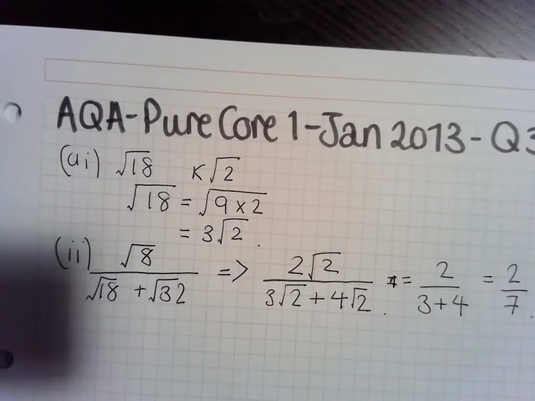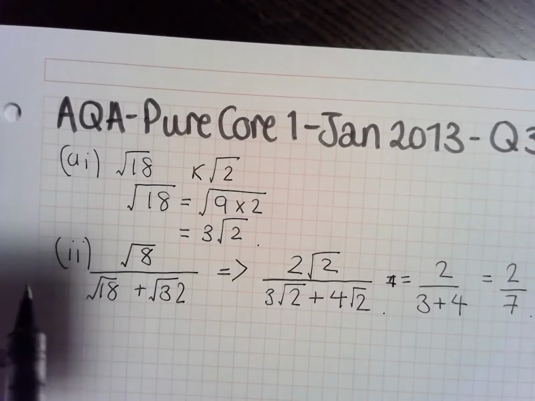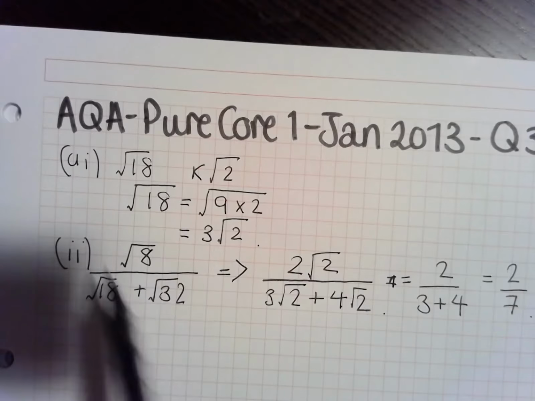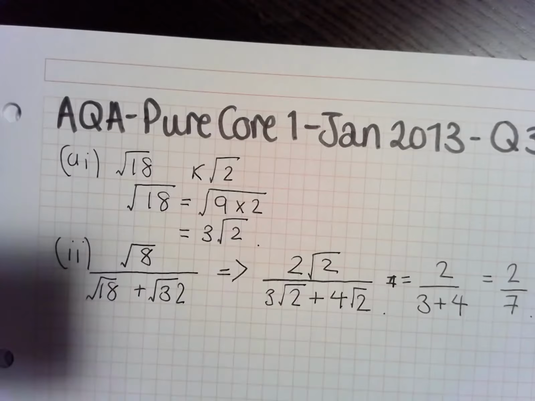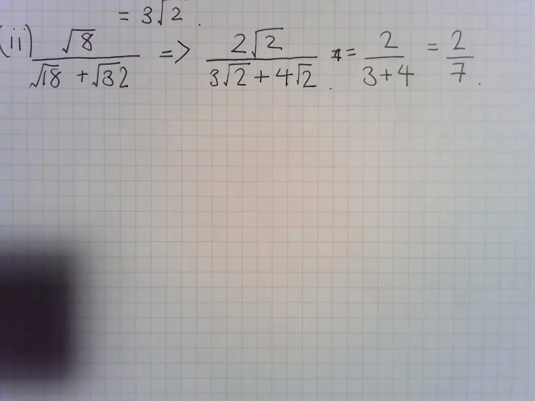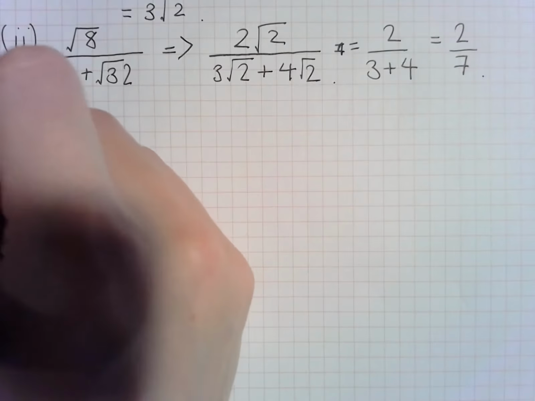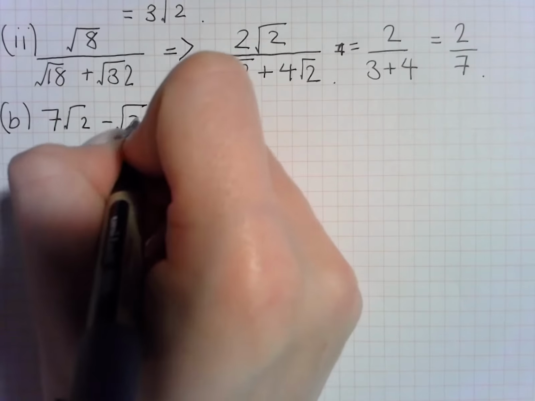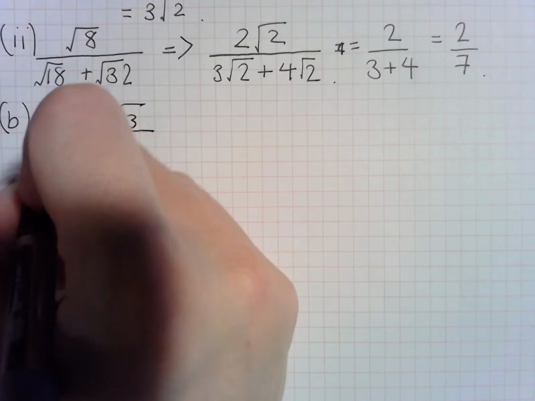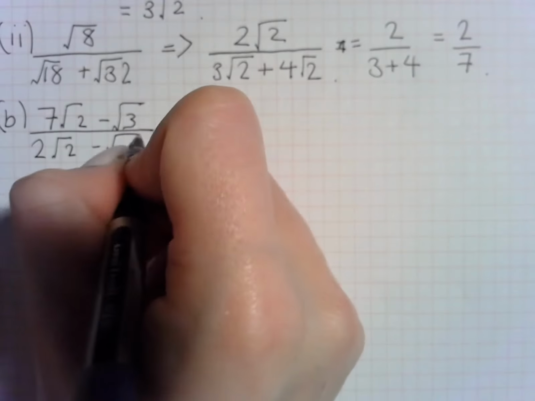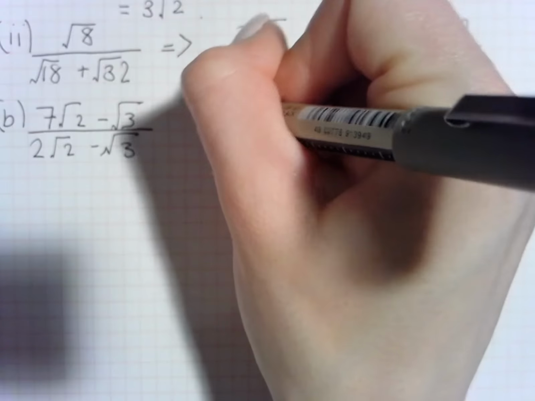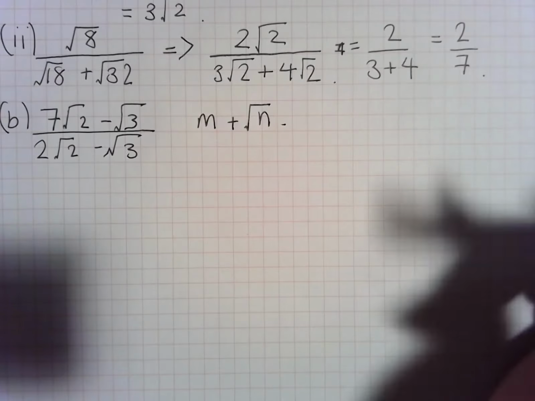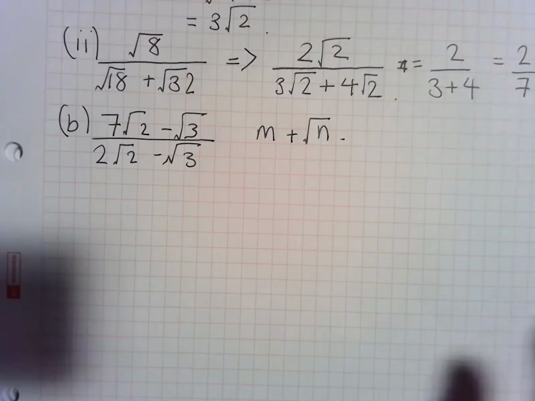Always, because it's like part a(i), part a(ii), it suggests that you should use the start of the question. The question's not finished yet, so always refer back to the first part, because that can usually help you. Okay, so part b says express 7 root 2 minus root 3 divided by 2 root 2 minus root 3 in the form m plus root n, where m and n are integers. Integer means a whole number, so not a fraction or a decimal.